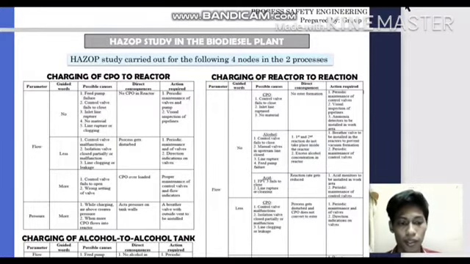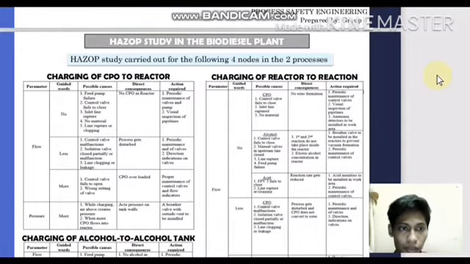For the HAZOP study, we found 4 nodes in these two processes. First is charging of crude palm oil to reactor. Second is charging of alcohol to alcohol tank, and the third is charging of acid to acid tank, and the last one is charging of reactor to reaction.